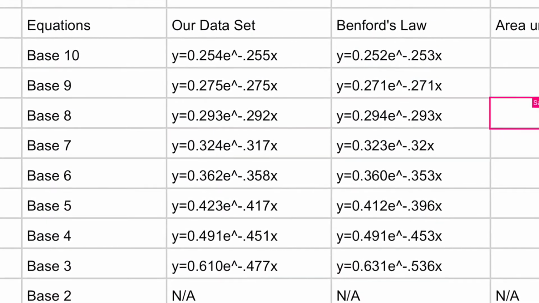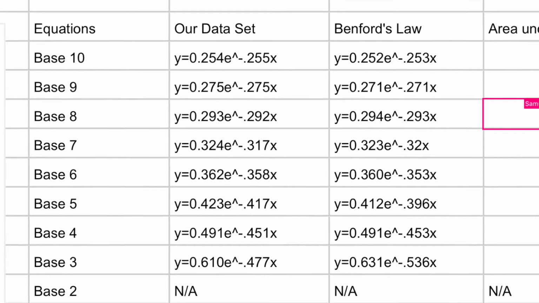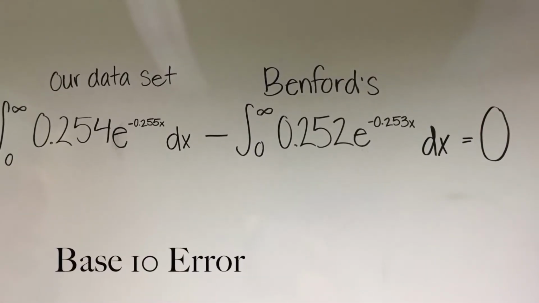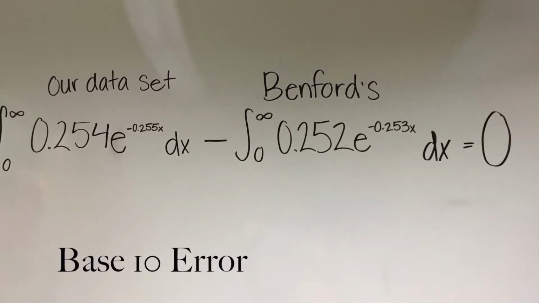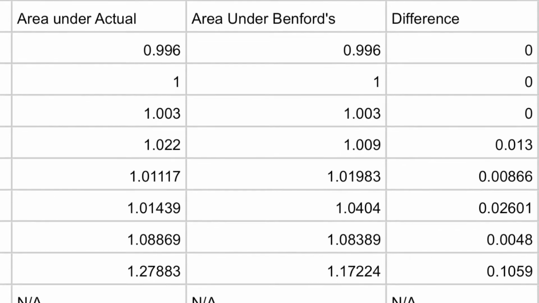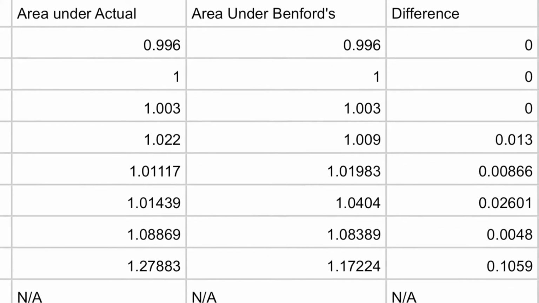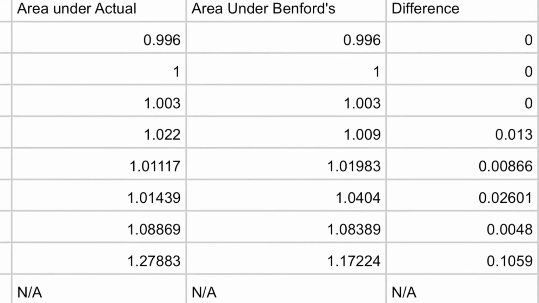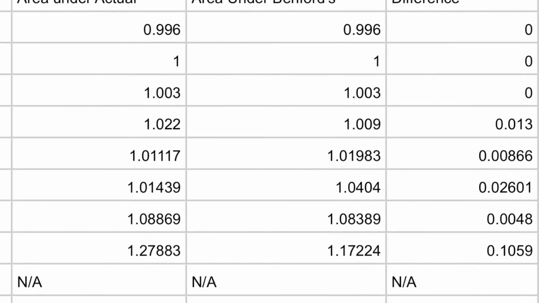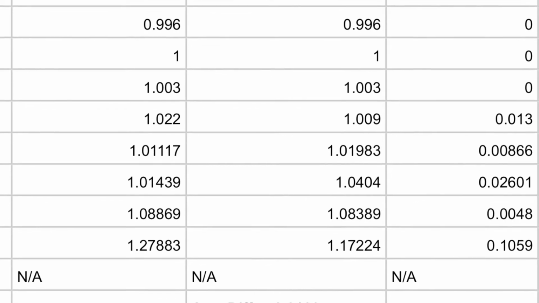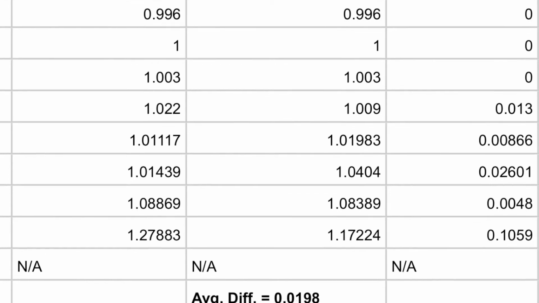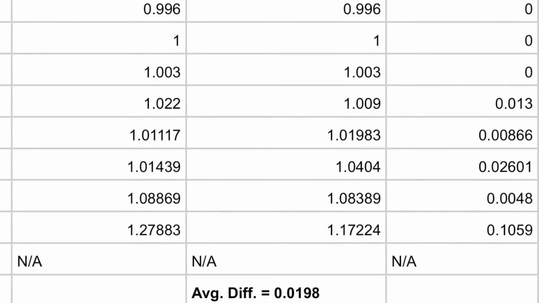As you can see, these equations appear to be similar, but we wanted to find the exact difference between them, so we determined that the difference between the areas under the curves was the best method. Some of these don't have any difference, and most have a small margin between the two. We found that the average margin between all the bases is 0.0198, which demonstrates that these graphs are very similar. Base 3 had the largest difference of area under the curve, however it was only 0.105, which still isn't a significant margin. This leads us to conclude that across bases 2 through 10, our data was able to follow Benford's law's predictions.